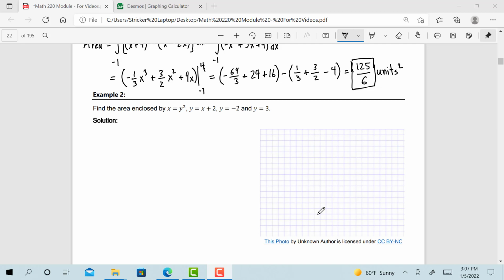It says find the area enclosed by x equals y squared, y equals x plus 2, y equals negative 2, and y equals 3. And one thing that gives away that this might be a case 2 problem where we have a left function and a right function is the fact that one of these functions is given in terms of x equals instead of y equals. But let's go ahead and graph these just like we did in example 1 and see what we get.